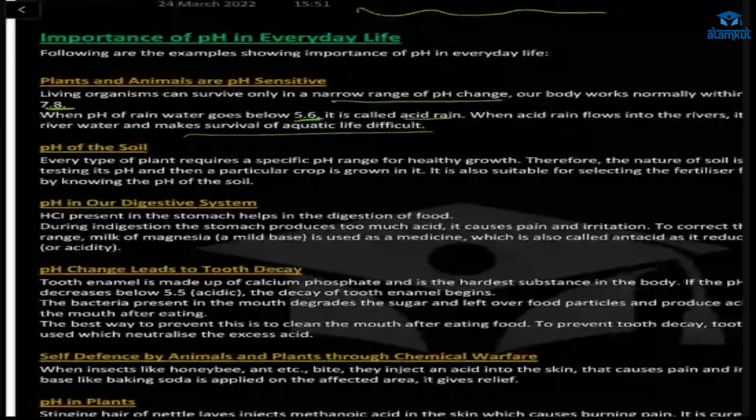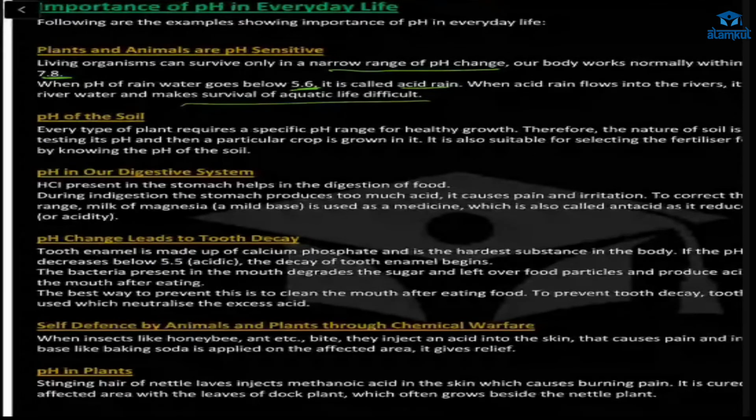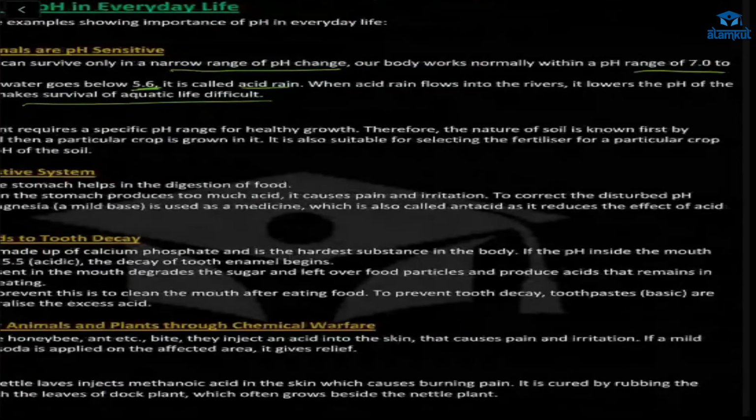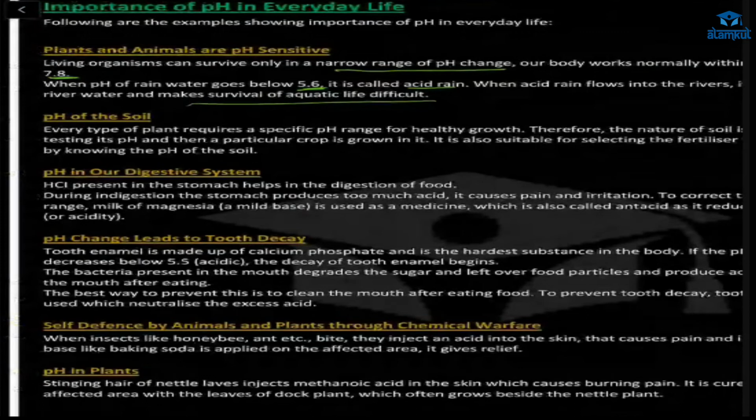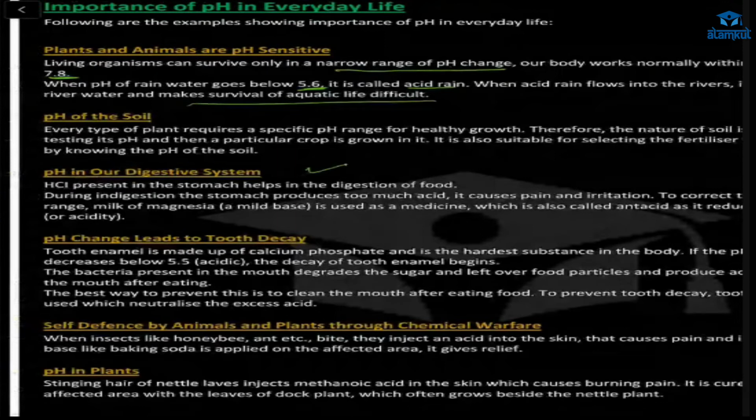Okay, now the pH of the soil. Every type of plant requires a specific pH range for healthy growth. Obviously, therefore, the nature of the soil is known first by testing its pH and then a particular crop is grown in it. Okay, now what is pH in our digestive system?